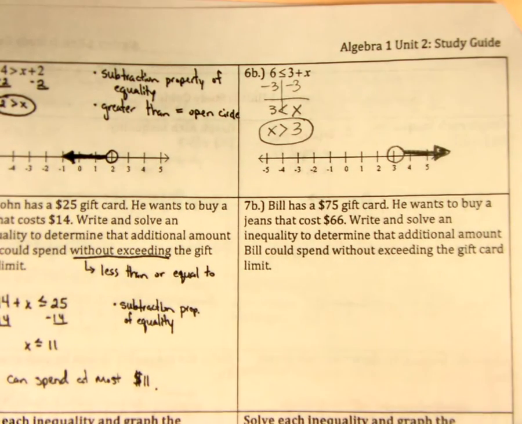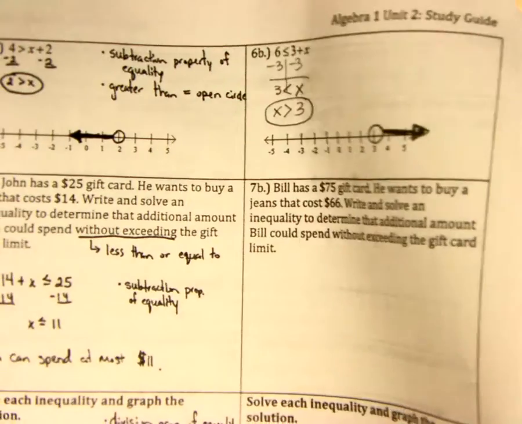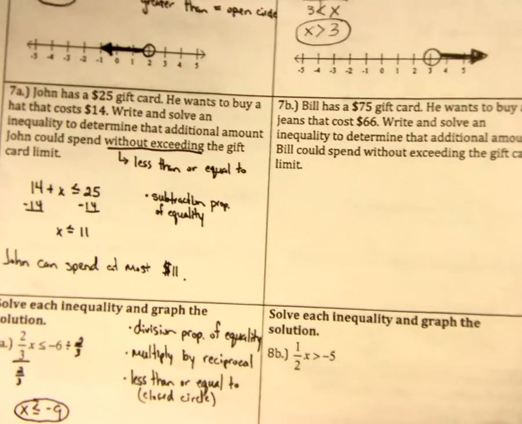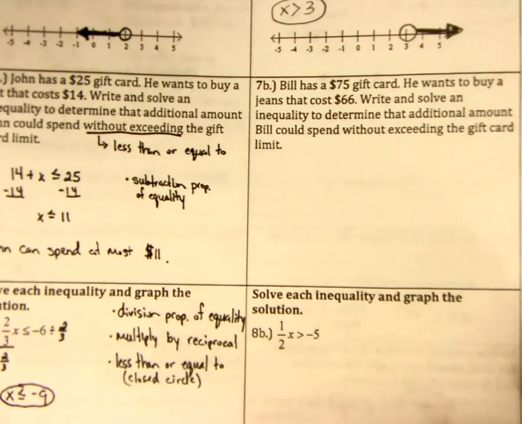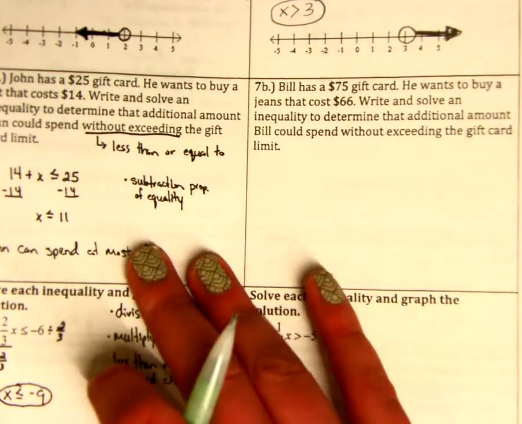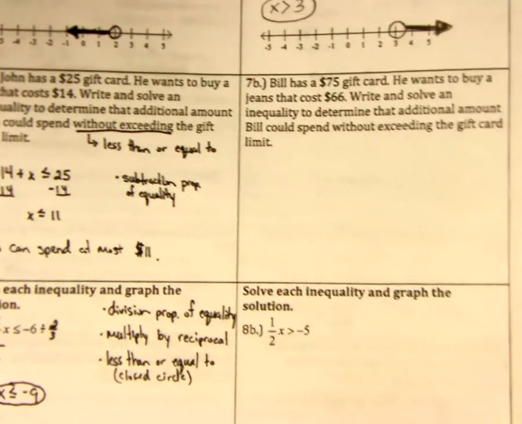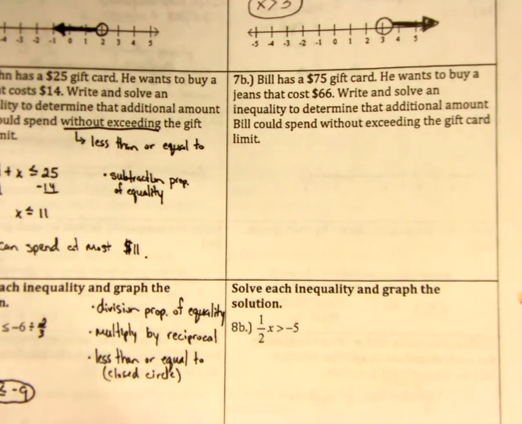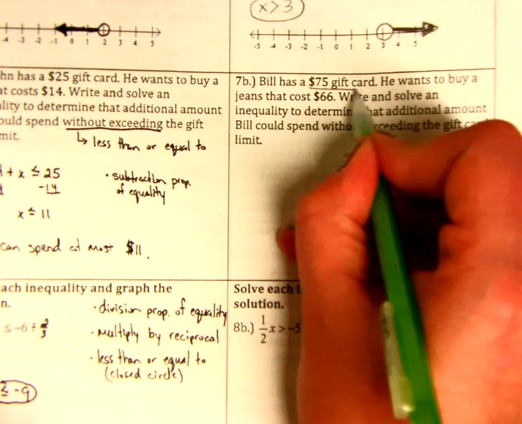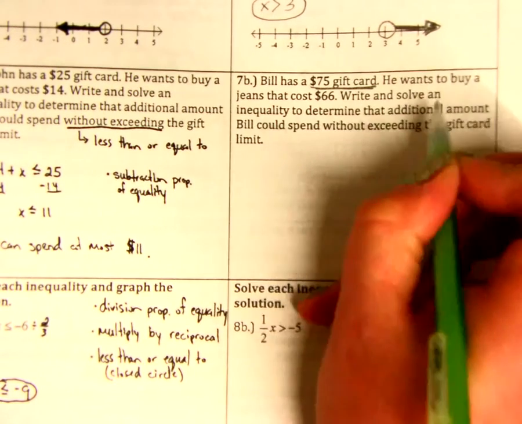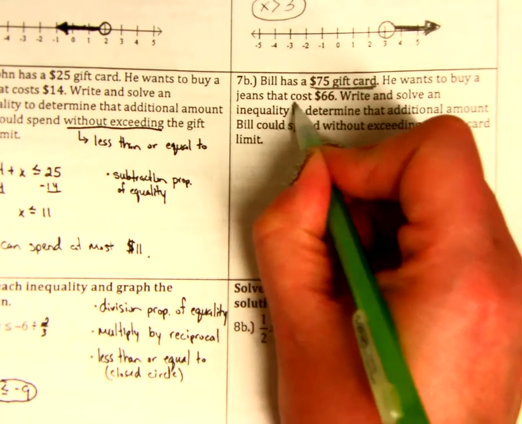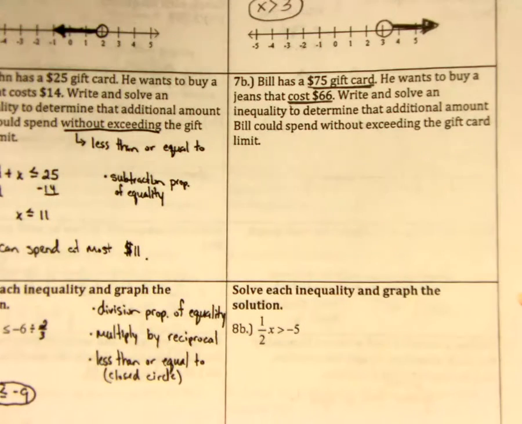Moving on, we're going to start working with some word problems here. Sweet. You can see one of the word problems is modeled for you over here on the left side. We're gonna skip right to 7b, and we're gonna talk about Bill and his $75 gift card. Okay, he wants to buy jeans that cost $66. Write and solve an inequality to determine that additional amount Bill could spend without exceeding the gift card limit.